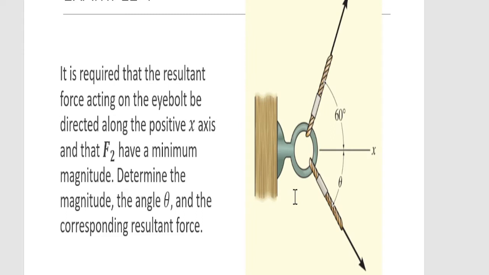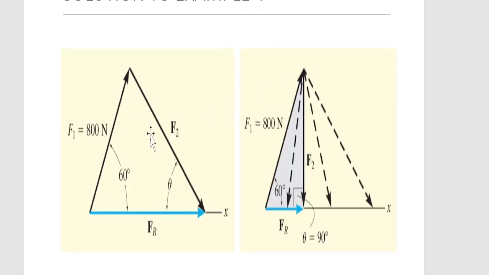Then next is example number 4. In example number 4, it is required that the resultant force acting on the eye bolt be directed along the positive x-axis, and that F2 have minimum magnitude. Determine the magnitude, the angle theta, and the corresponding resultant force. Here it's a little bit tricky. So for these tricky questions, make a free body diagram again and make a parallelogram if possible. If not, we can use the triangle.